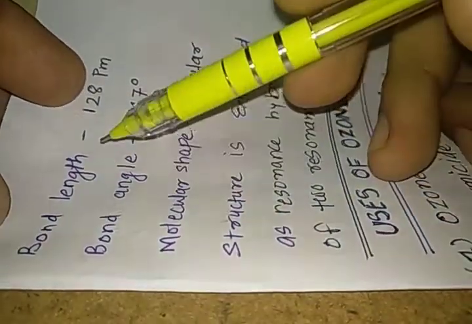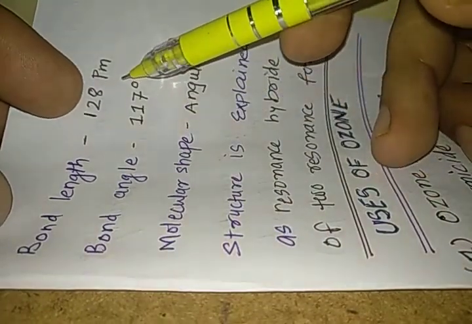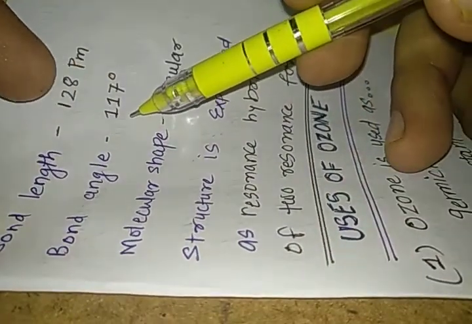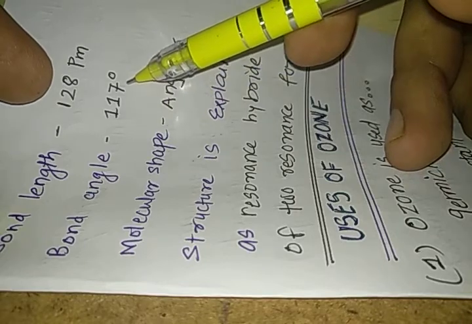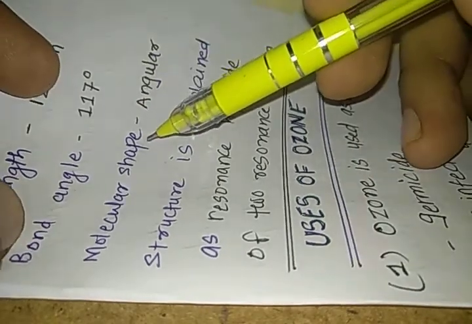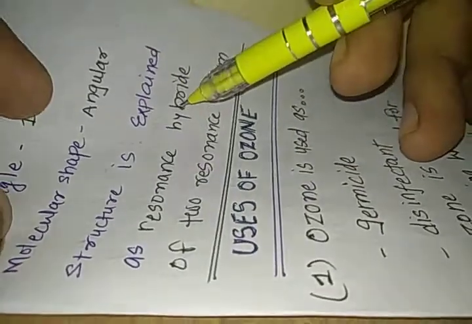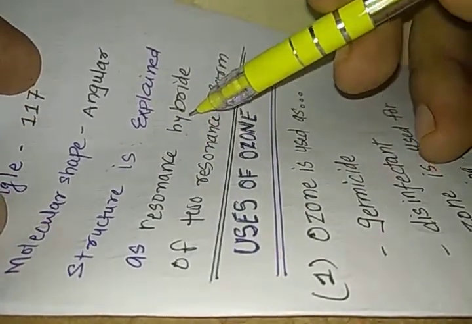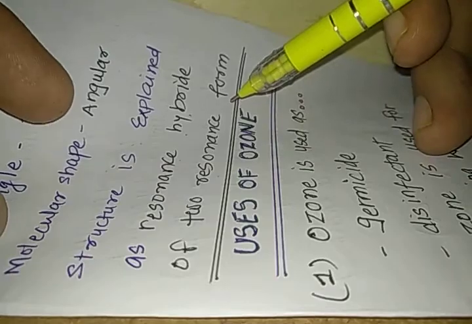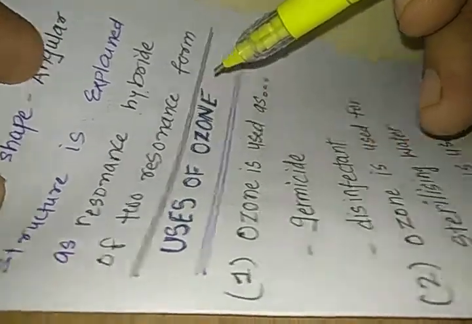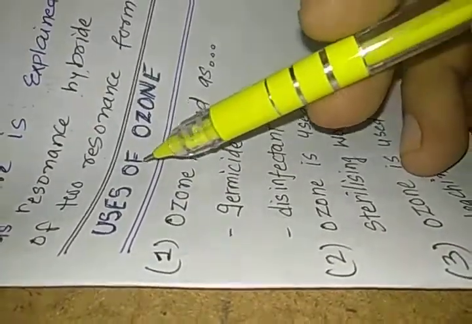We have the bond length, that is 128 picometer. We have the bond angle, that is 117 degrees. The molecular shape of ozone is considered angular, and the structure is explained as the resonance hybrid of two resonance forms. Now the next point is uses of ozone.